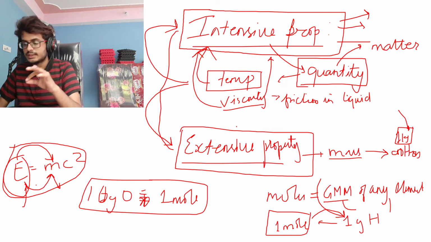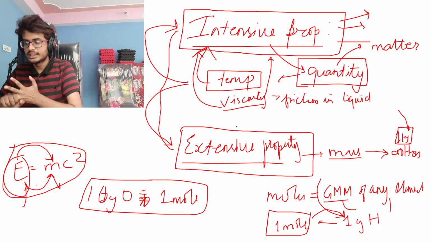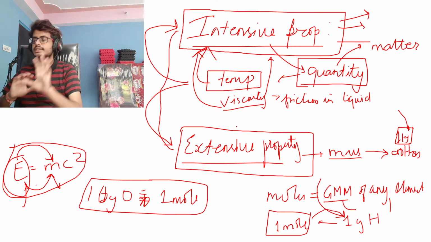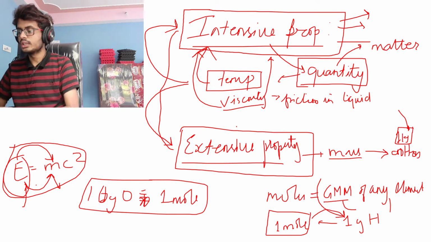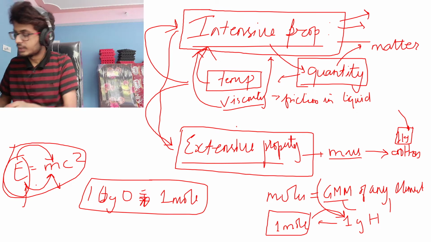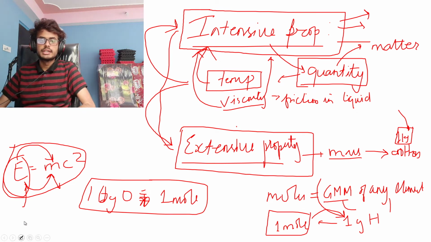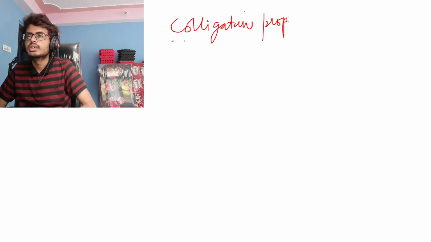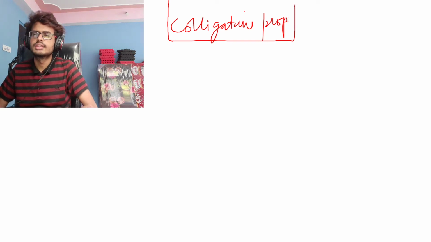So this is intensive property and extensive property. Now we'll move forward to colligative properties. This is the main focus for today's class. So colligative properties. So what are colligative properties? It's a little bit tricky, but the definition is straightforward.